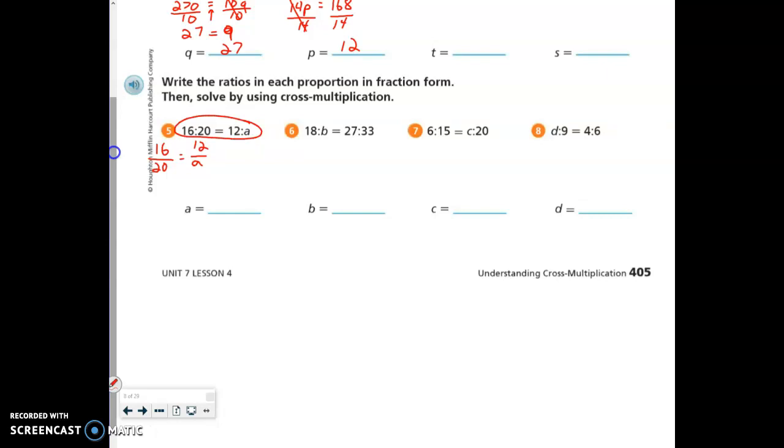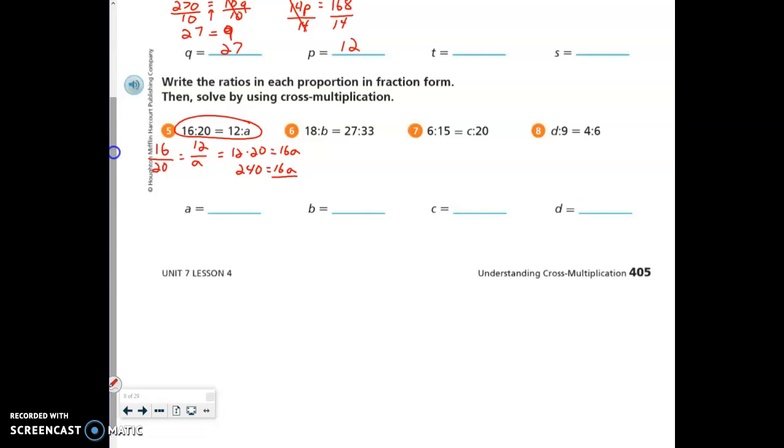So if that's the case, another way to do that is to say 12 times 20 is going to equal 16a. Okay? Now I'm going to multiply 20 and 12 together to realize that I get 240 is going to equal 16a.